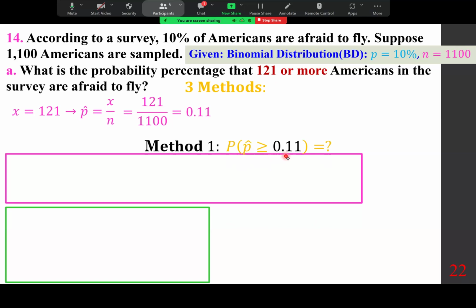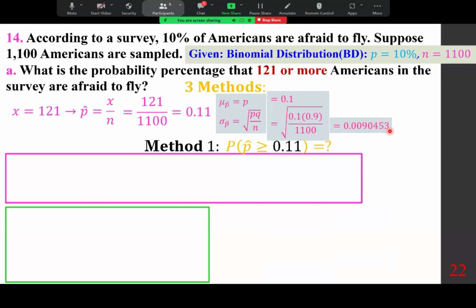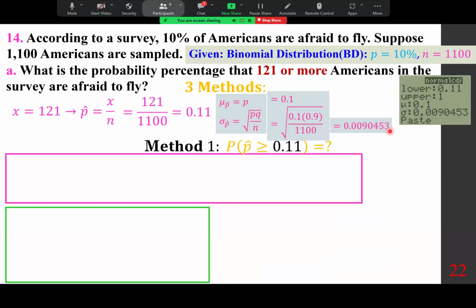And as you recall from the previous page, the formulas are mu sub p hat is p, sigma of p hat is square root of pq over n. Mu of p hat is p, which is 10% or 0.1. And this one is square root of 0.1 times 0.9, 1 minus that, over n, 1,100, and you take a root. So this is 0.0090453. I want you to understand, see, there are 2 zeros here. So keep a lot of decimals. So I can go with the technology.